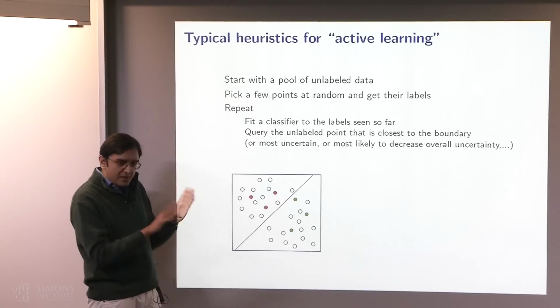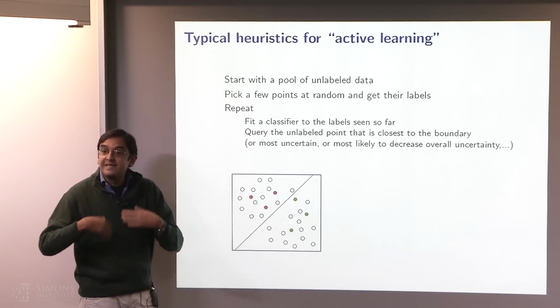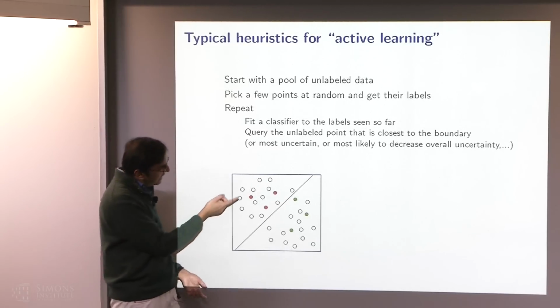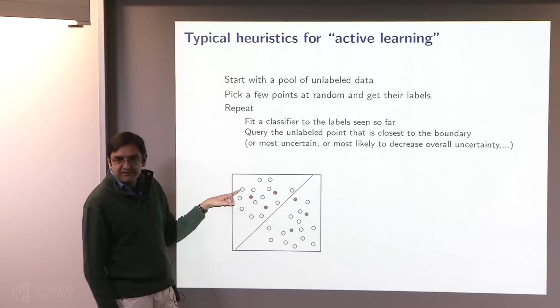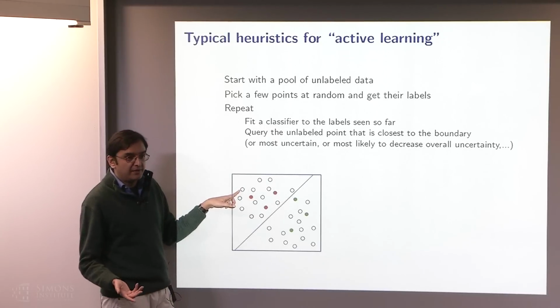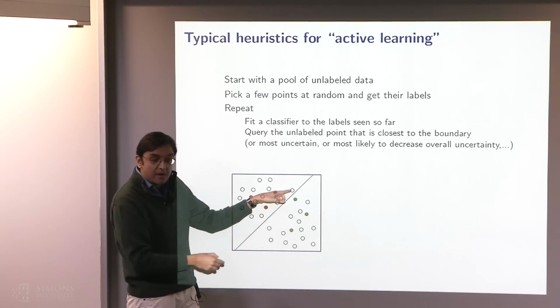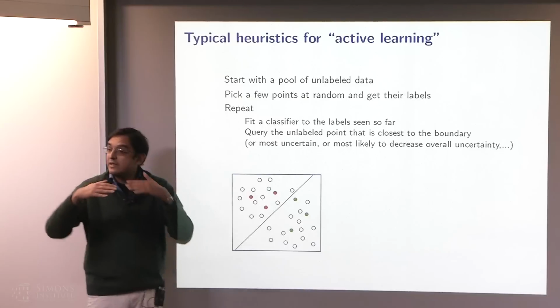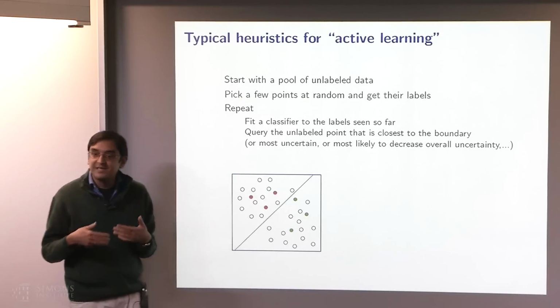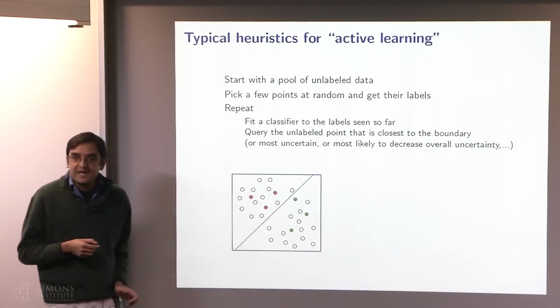And then once you've done that, you begin the actual intelligent querying loop, where you say, well, you know what? I don't need to ask for the label of this because that's probably a red. Let me focus on the points close to the boundary. So you say, okay, let me ask for that one, and then you get a few more labels, and then you refit the classifier, and then you keep going in this way. So it's very intuitive. Makes sense.